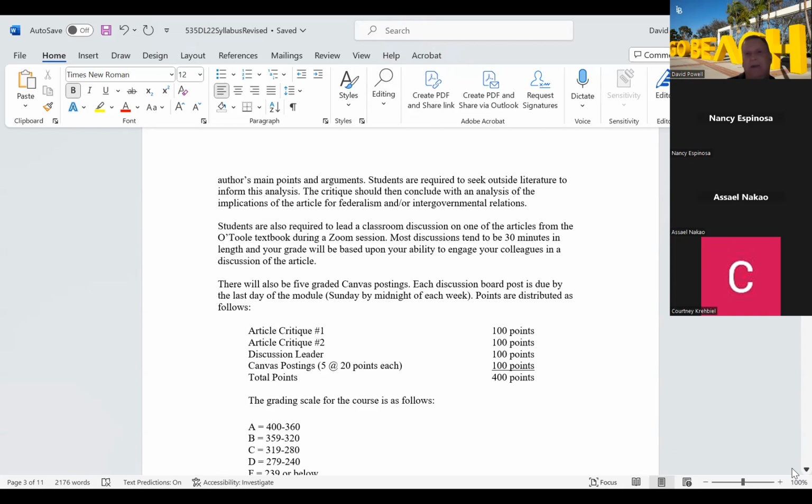And the reason why I ask that is I really want your critique to reflect your reading of the article and not necessarily being influenced by any of the topics that we discuss in class on that evening. So make sure you get them done before we discuss them in class. So you've got 2 of those, 2 article critiques. Each of those worth 100 points.